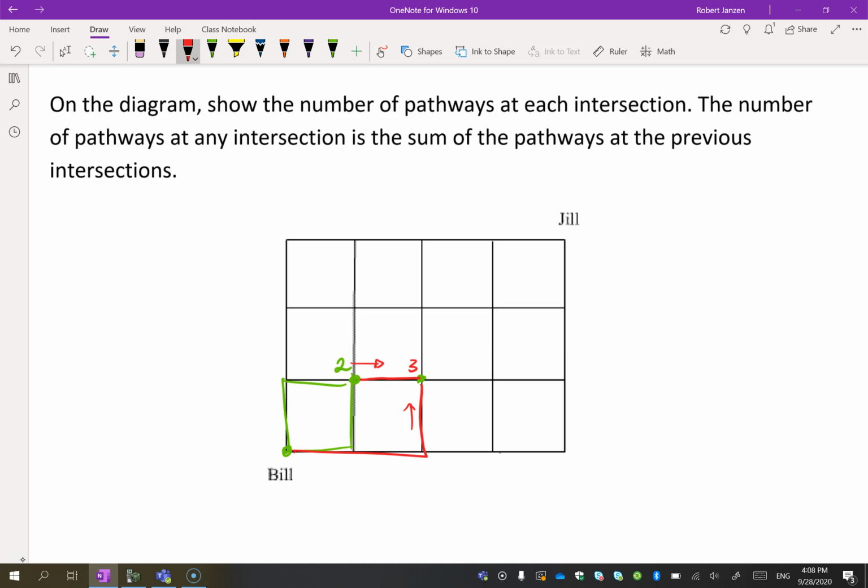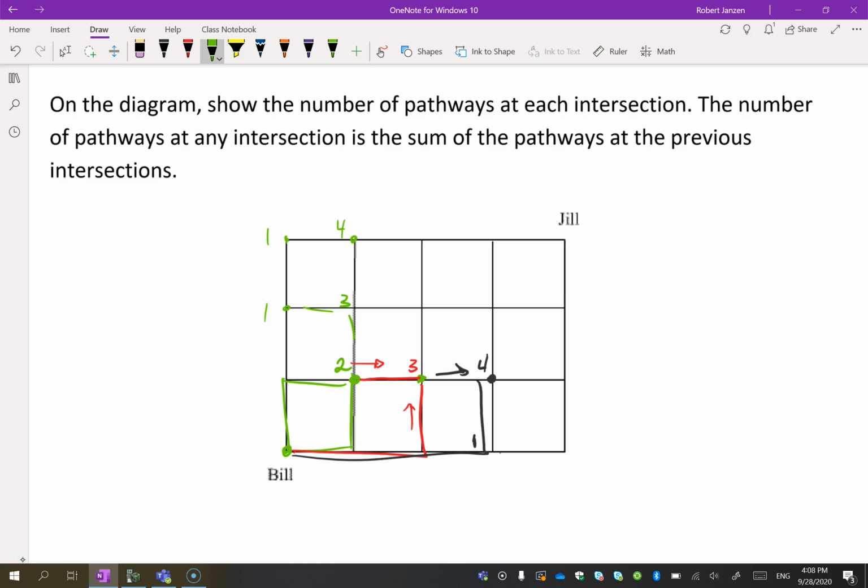Okay, and then if I go to the next intersection, how many ways is there to get here? Well, there would be this one, and then coming this way, there are 3 ways. So if I take the 1 and the 3, there would be 4 ways to get to that spot, etc., etc. Okay, that's using the number of pathways at each intersection. Okay, let's continue this. All right, how many ways can I get to here? 1. That means going here would be 3. I can only get here 1 way, and that means going here would be 4 ways.